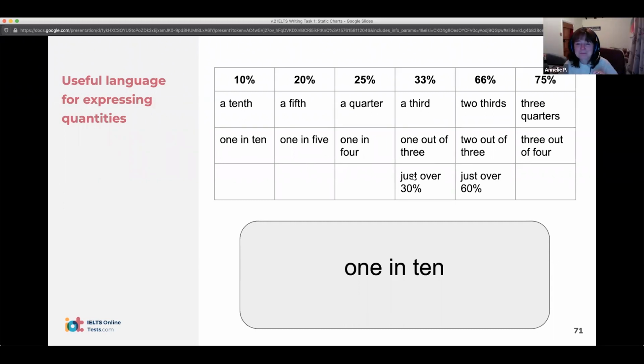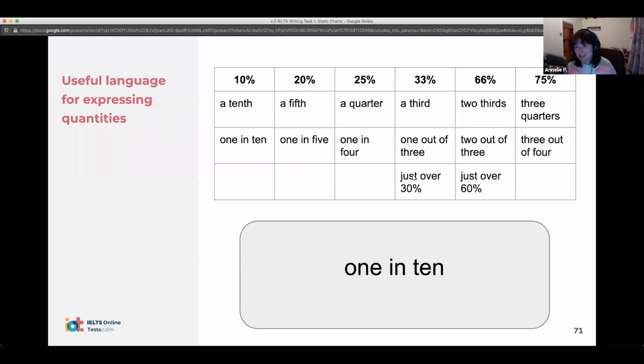Thank you. So we have the fractions and we have the ratios. Just remember that you can only use the ratios with countable nouns, okay? So 1 in 10 people, 1 in 10 countries. But if you're talking about production or generation or something like that, then you can only use the fractions, okay? It's going to be okay now.